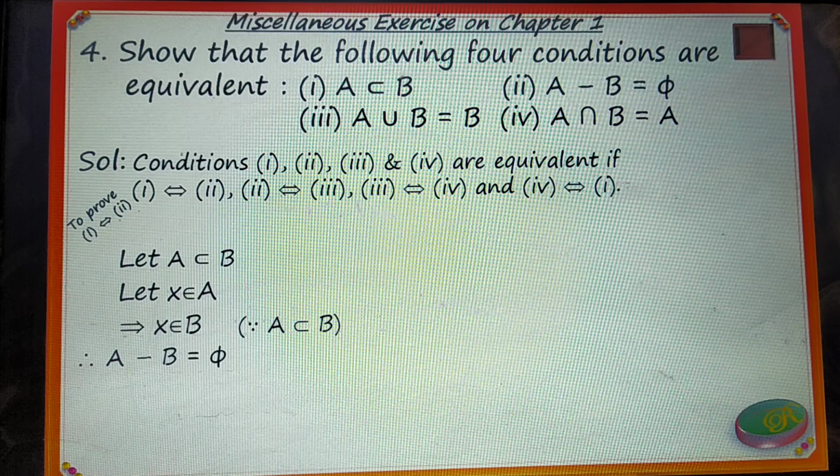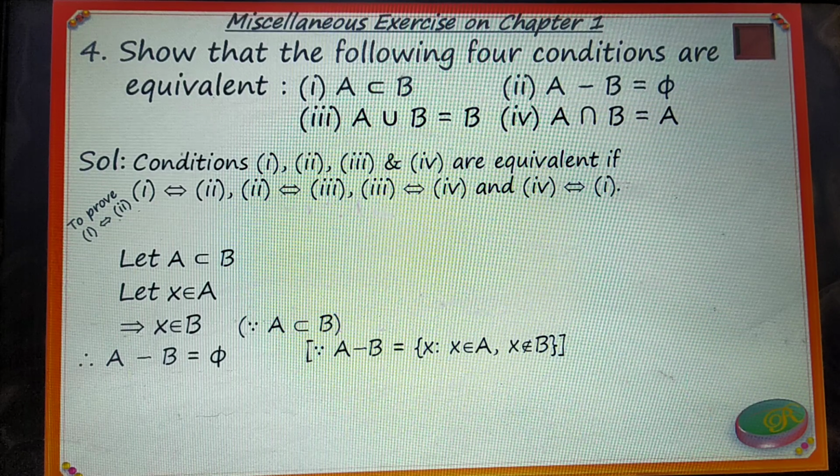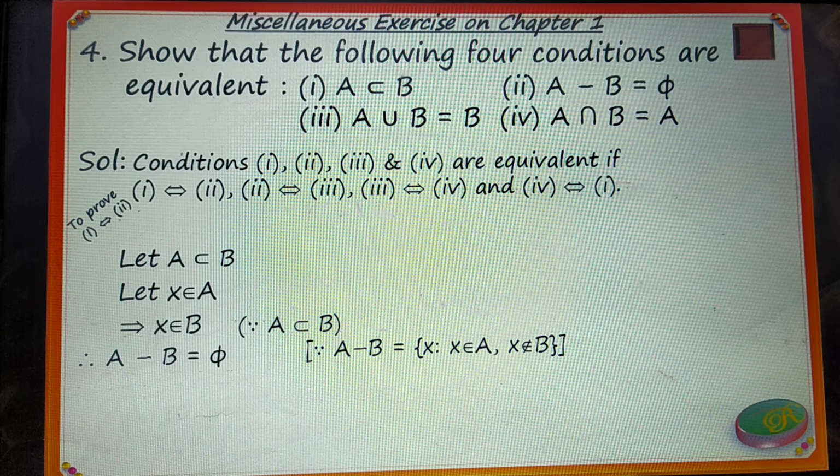Because the definition of A minus B is the set of all x such that x belongs to A, x does not belong to B. If x belongs to A implies x belongs to B, then A minus B is equal to φ. Say number 1.